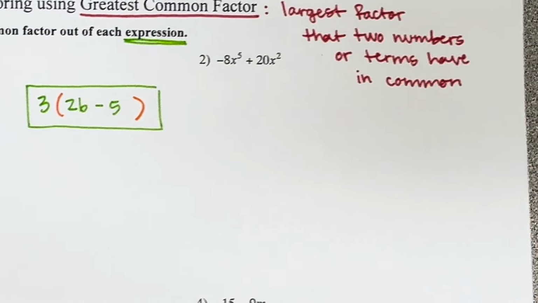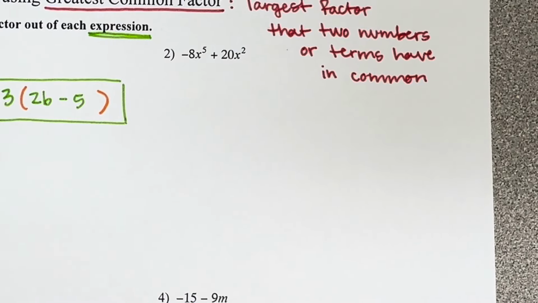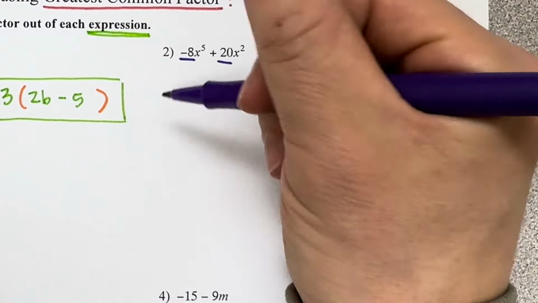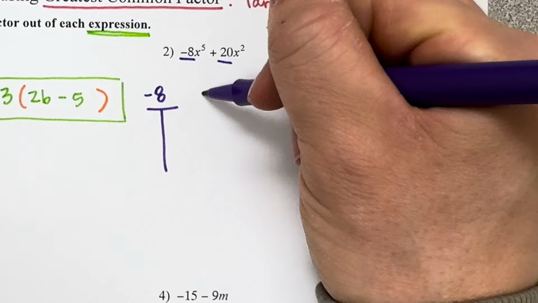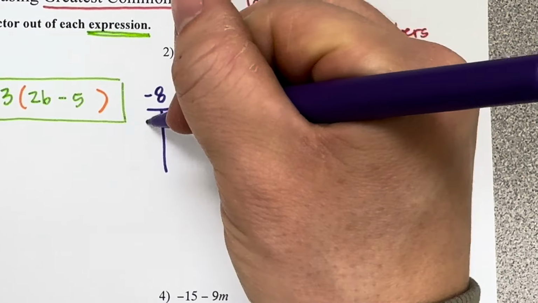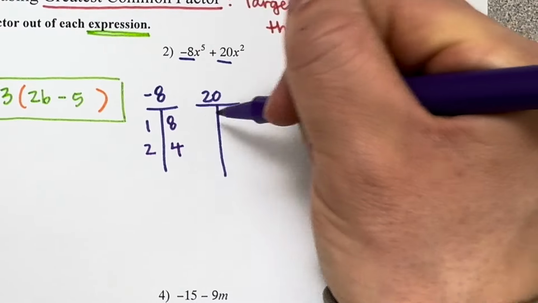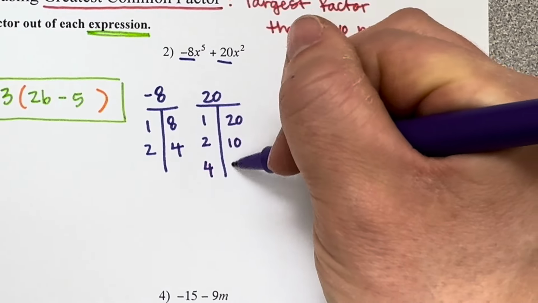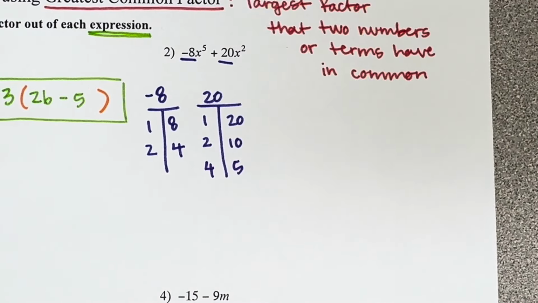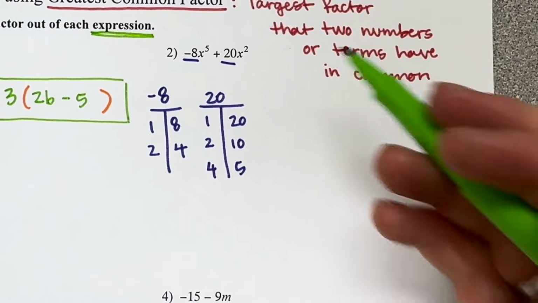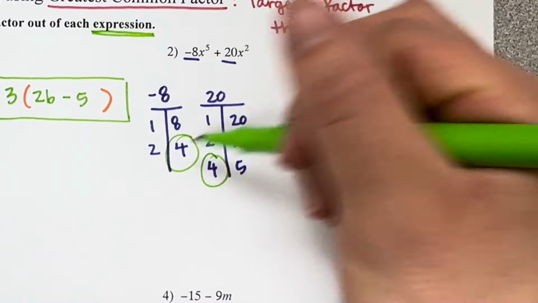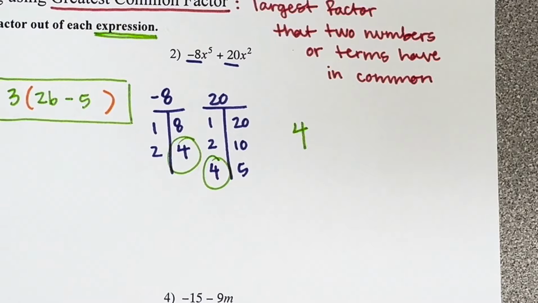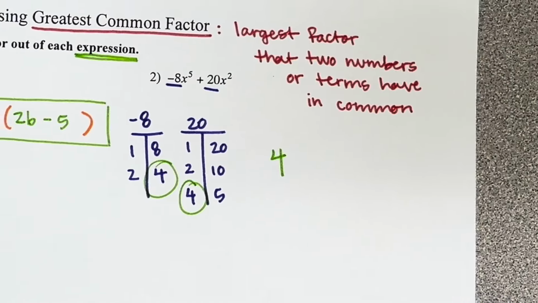Okay, let's go ahead and do that again. For number 2, look at your coefficients first. I have negative 8, positive 20. It's okay that it's a negative 8 here. We're kind of going to ignore it just at the beginning. For 8, I have 1 times 8, 2 times 4. For 20, 2 times 10, 3 no, 4 yes, 5 yes, 4 times 5. So my GCF out of these is going to be 4. I know 4 is able to come out of this expression. It's going to be my GCF. GCF is always outside of the parentheses.